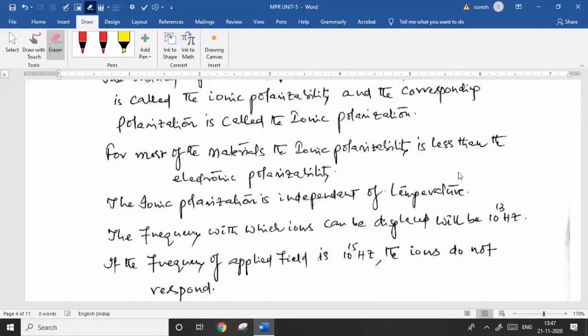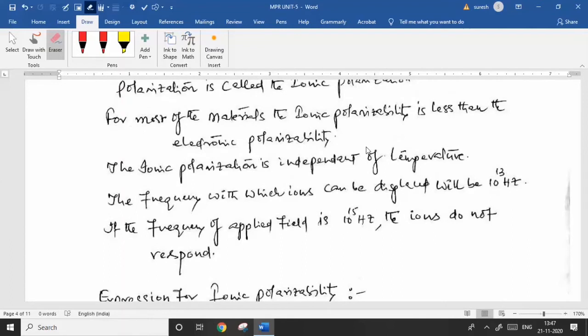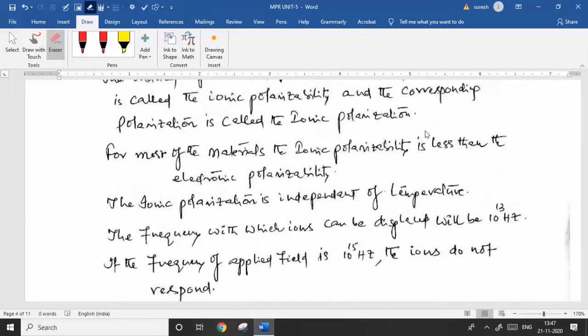For most of the materials, the ionic polarizability is less than the electronic polarizability. When you take the comparative study of electronic polarizability with ionic polarizability, which one is greater between both of them? If we see, for most of the dielectric materials, the ionic polarizability is less than the electronic polarizability, depending upon the characteristics of dielectric materials.